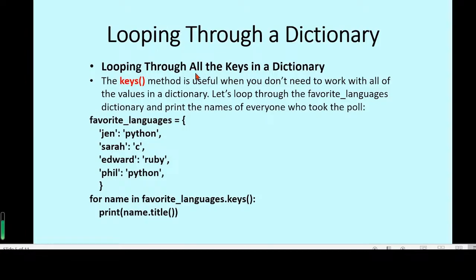So looping through all the keys in a dictionary. You can use the keys method. It's useful when you don't need to work with all of the values in a dictionary. So let's loop through the favorite language dictionary and print the names of everyone who took the poll. So this is the same dictionary as before. Then we can write for name, creating one variable called name, in this dictionary's keys attribute. Then we print out each name's title form.